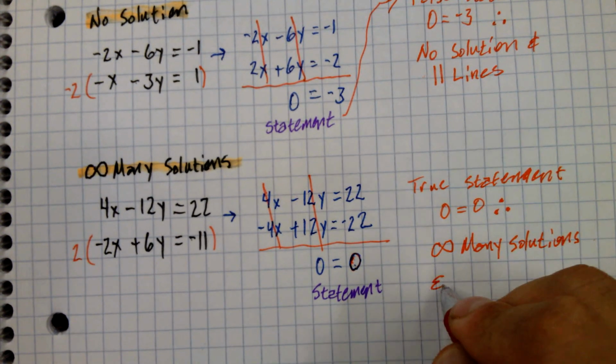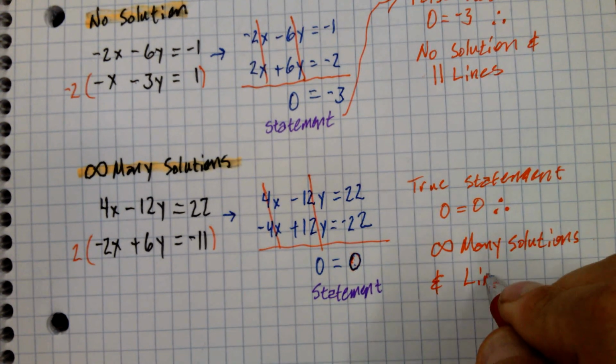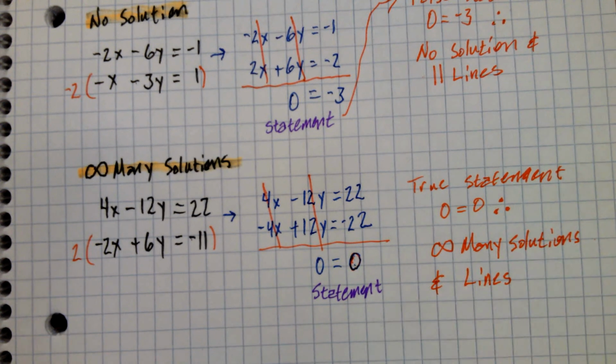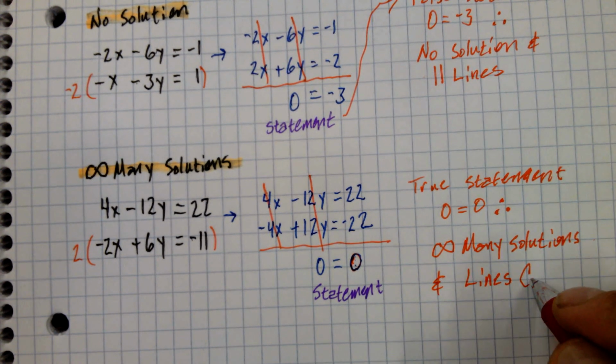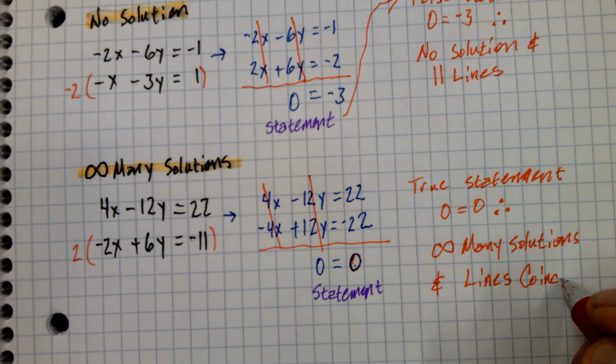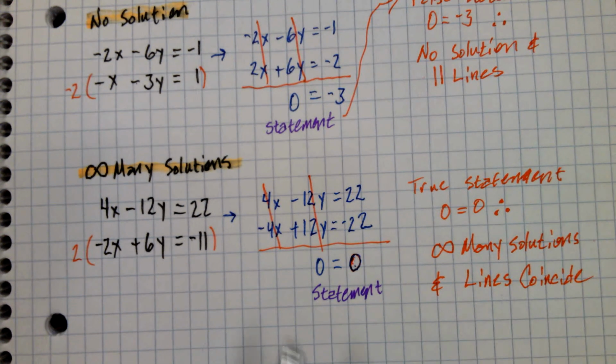And the lines are going to coincide. If I were to go back and graph both these lines, one would basically overlap the other.